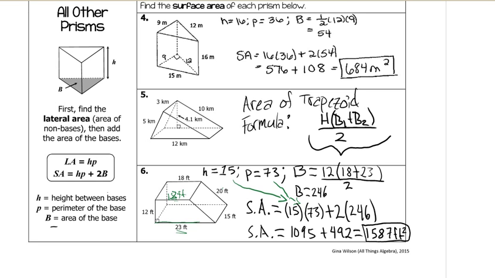Now we're going to use the formula here. So this formula that we have here, we're going to plug it in to everything. So 15 times 73 plus my answer here for 2 times B, big B. And then I get my answers here. So my surface area is 1095 plus 492, which is 1,587 feet squared. And that is how you do this, number 6.